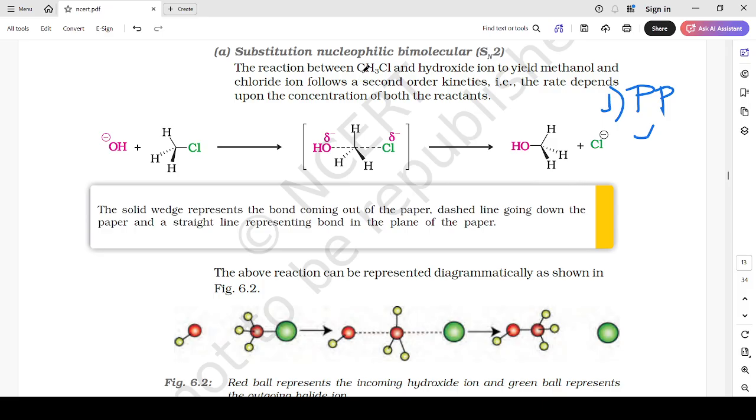So the reaction between CH3Cl and hydroxide ion to yield methanol and chloride ion follows second order kinetics. That is, the rate depends upon the concentration of both the reactants. Both of them are important for us.